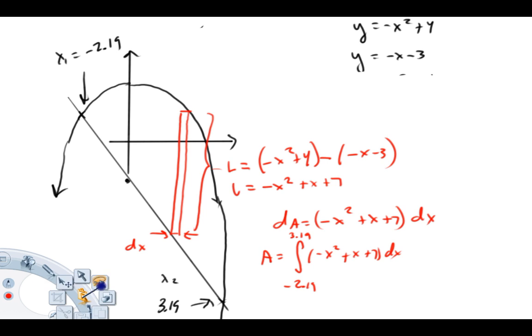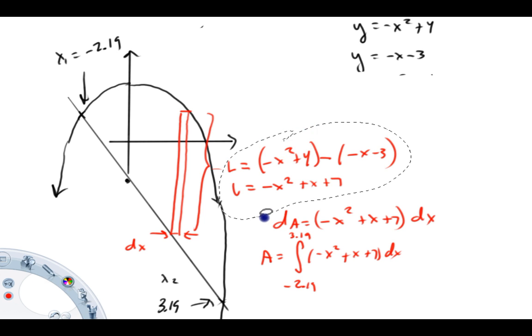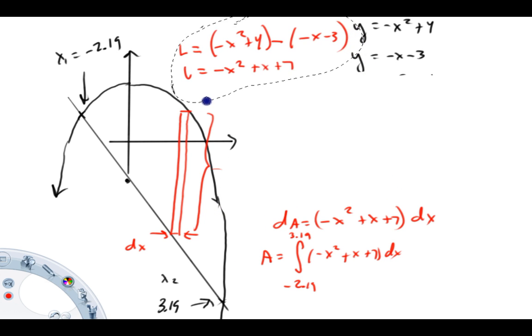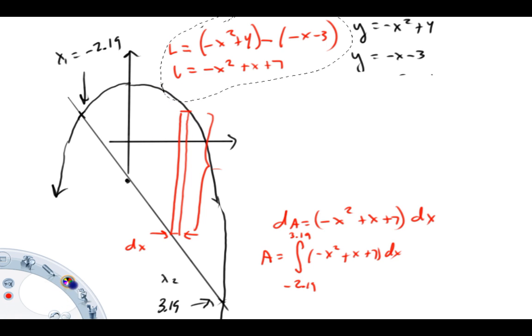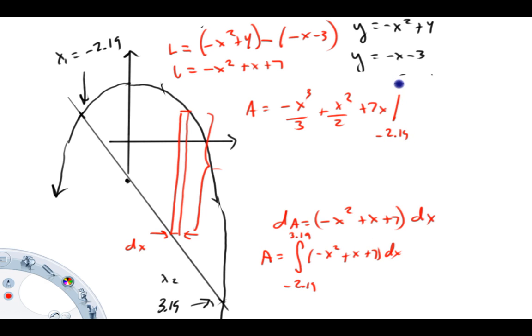Alright, I'm going to go ahead and make myself a little more room here. Now we're just going to work this term by term, and the integral symbol distributes across this just like you think it would. So the integral of minus x squared dx, I'm going to write this up top here, is going to be minus x to the third over 3. Integral of x dx is plus x squared over 2. And the integral of 7 dx is plus 7x. And then our limits, this is evaluated from minus 2.19 to positive 3.19.